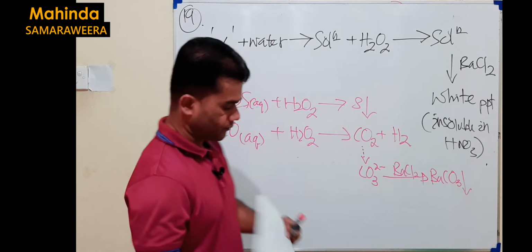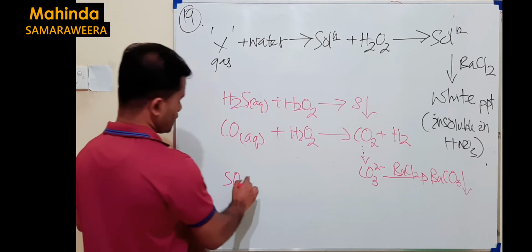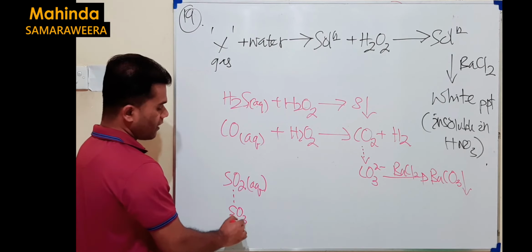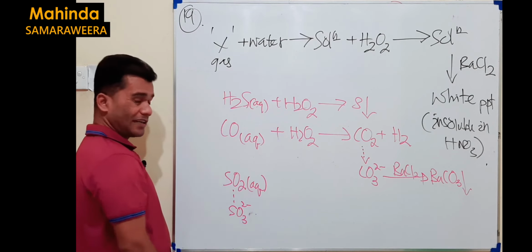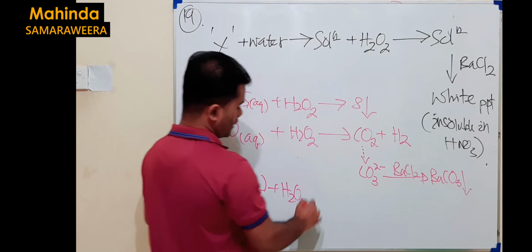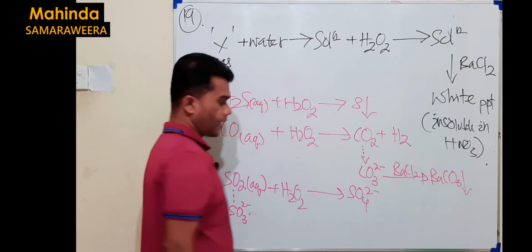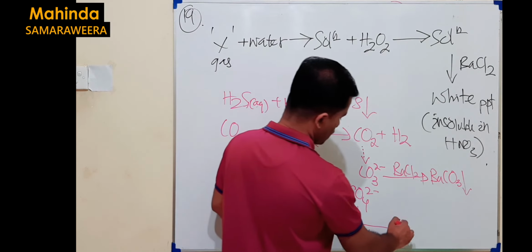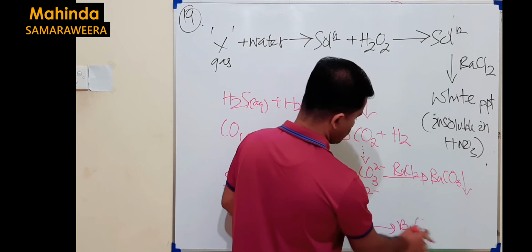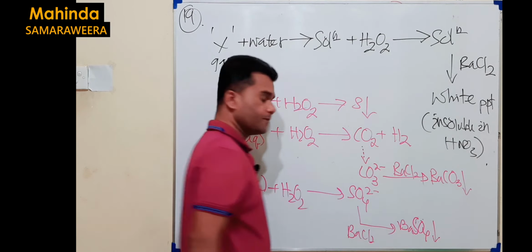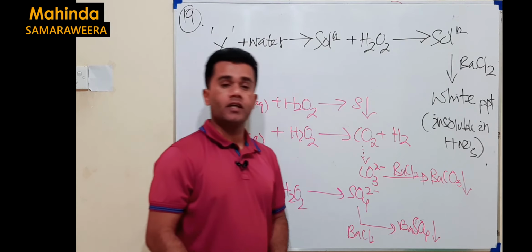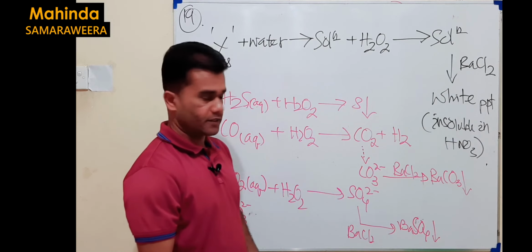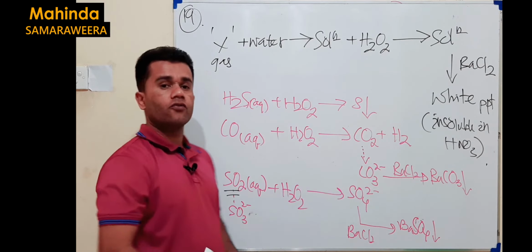It's not the answer. Next, sulfur dioxide gas. Sulfur dioxide aqueous gives the sulfite ion, SO3 2-. With hydrogen peroxide, sulfite will oxidize to sulfate ion. Then sulfate ion can give a white precipitate with barium chloride. It is barium sulfate, a white precipitate. Is this soluble in nitric acid? No. Barium sulfite is soluble, but not barium sulfate. Then your answer should be sulfur dioxide.